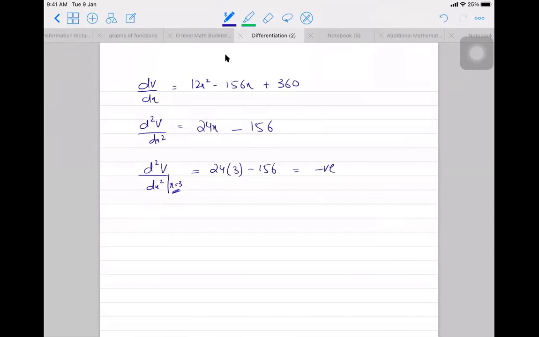If the second derivative comes out to be negative, meaning less than 0, then you can say that the stationary value of v is a maximum value.